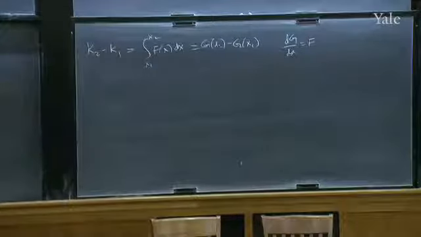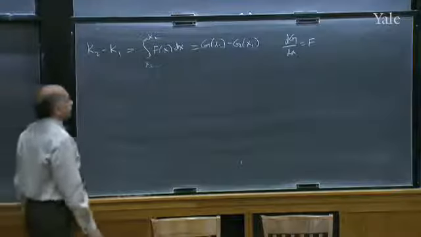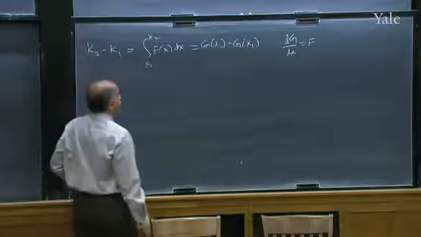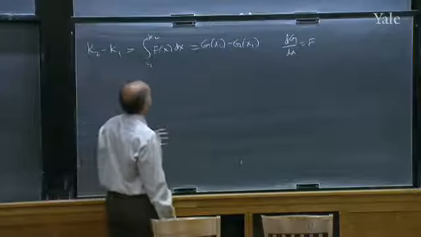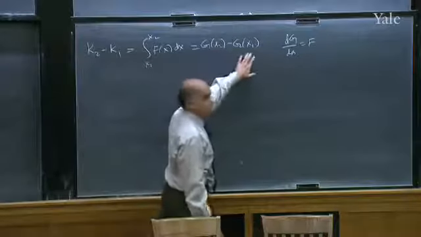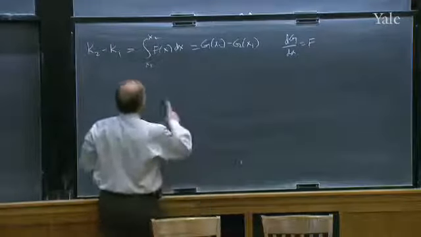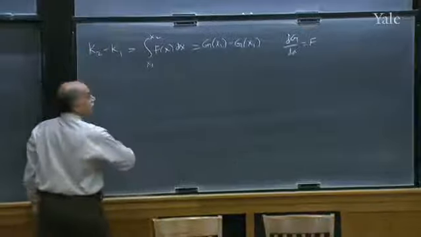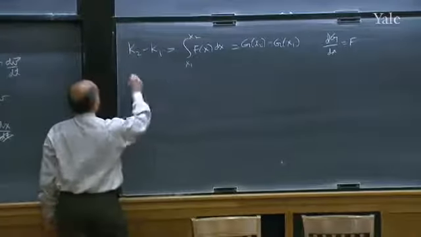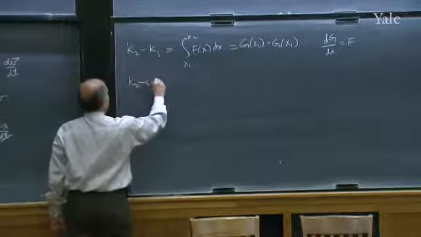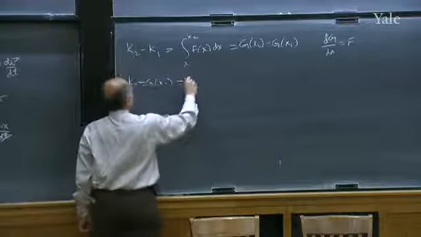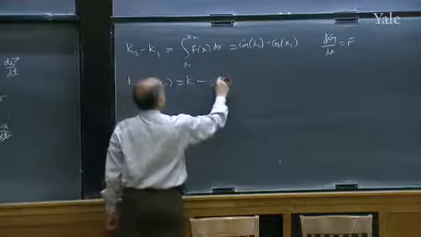For example, if f is equal to x, g is equal to x squared over 2, because the derivative of x squared over 2 is x. In fact, it's not just x squared over 2. You can add a constant to x squared over 2, but the constant is not important because they'll cancel between this and this. So you can pick the solution without a constant. Okay? Now, what does that mean? Let's rearrange the expression. So I get K2 minus g of x2 is equal to K1 minus g of x1.